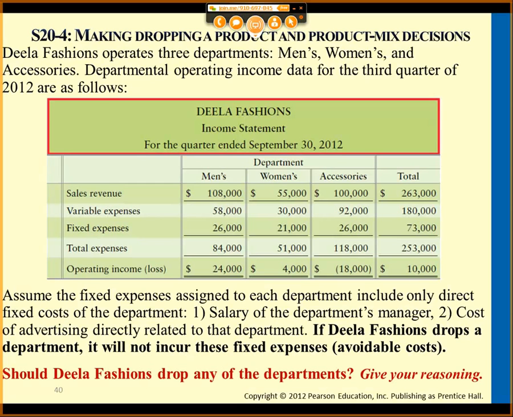So we have Dealer Fashions that operates 3 departments. They have men's, women's, and accessories. Departmental operating income data for the 3rd quarter is displayed. And we're going to assume the fixed expenses assigned to each department include only direct fixed cost of the department. So salary of the department's manager, cost of advertising directly related to the department. And if Dealer Fashions drops a department, it will not incur these fixed expenses.